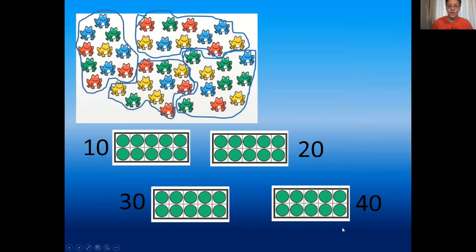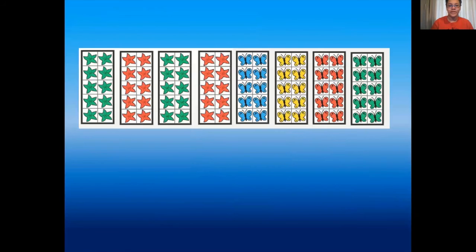Right, 40. Okay. Ooh. There are a lot of objects in the 10 frames. Let's see if we can remember how we're supposed to count our 10 frames. How many are in this frame? Right, 10. And so we're going to count by tens and keep going until we get to the last group of 10. Count with me.